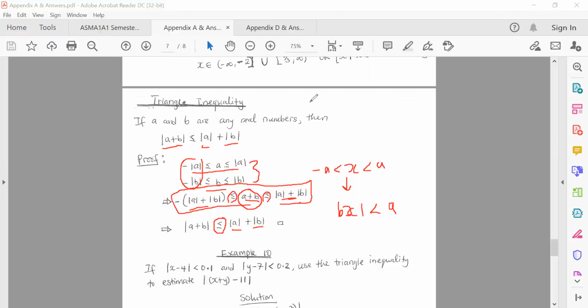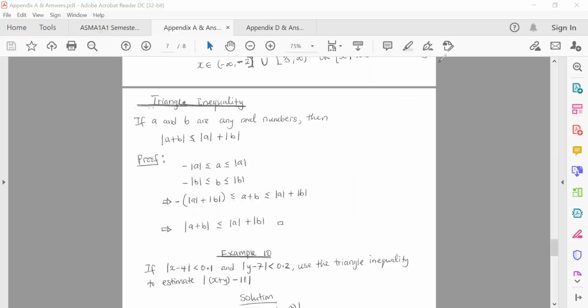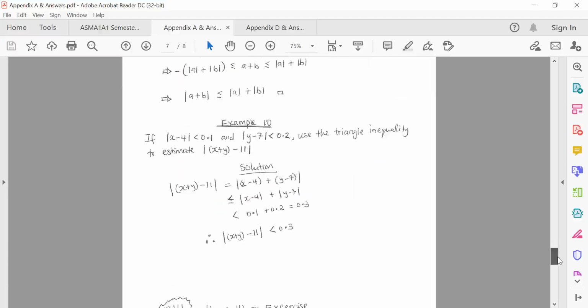Example 10, again, like I said, is not for the sake of assessment, it's just for you to understand, but I'll just go over it again for those that need to understand this piece. So I give you these two inequalities: the absolute value of X minus 4 is less than 0.2, and the absolute value of Y minus 7 is less than 0.2. And I say use the triangle inequality to estimate this.